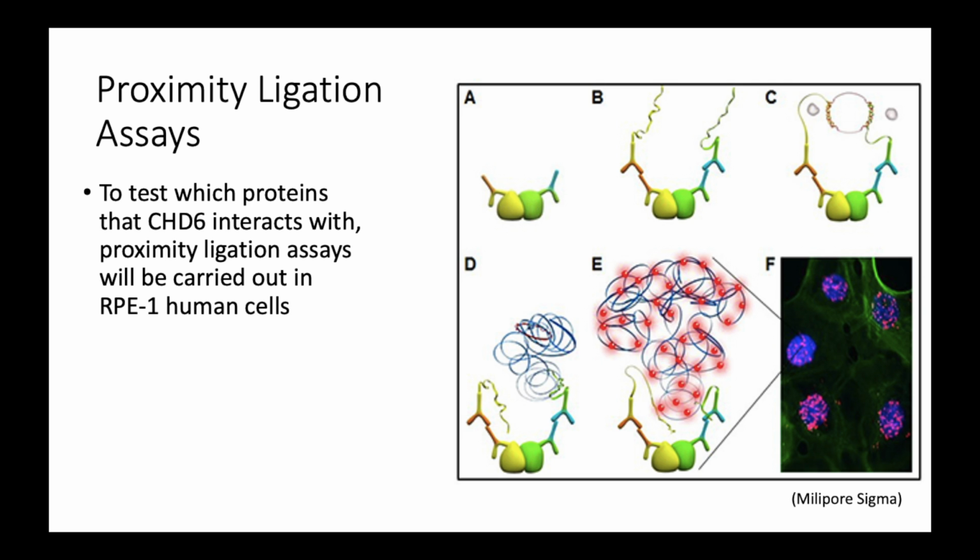The controls we will use for a PLA are called technical controls, and they will assess whether we obtain any rolling circle amplification from the individual antibodies alone. They are the following: anti-flag alone for CHD6, antibody against putative interactor alone, and no primary antibodies. This will assess the background amplification that occurs. However, it is typically 0.